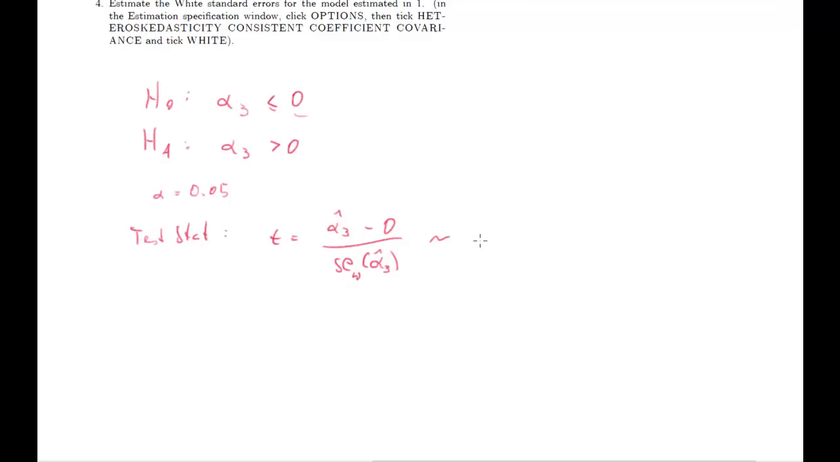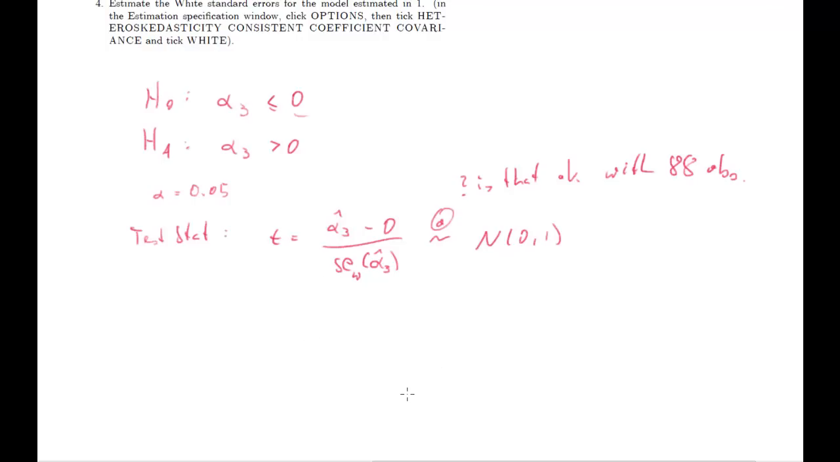This guy, how is it distributed? Well, it turns out that it is asymptotically standard normally distributed. Now, is that okay with 88 observations? I'd say that's possibly a little bit of a marginal case, but it's difficult to evaluate. Ideally you would have something clearly larger than 100, but let's say it's okay.